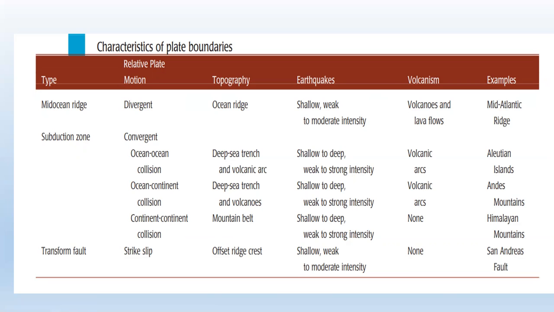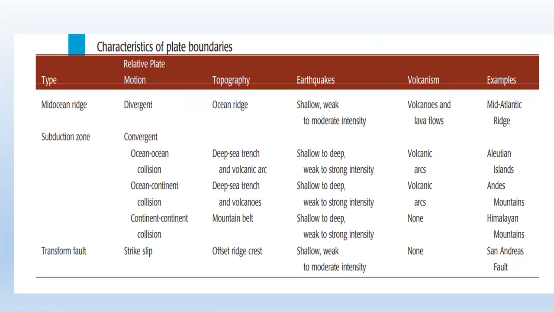If you go to the subduction zones, the Aleutian Islands, the Andes Mountains, the Himalayan Mountains, all those mountain chains are subduction zones. In the Himalayan Mountains, continent-continent collision occurs, where the Indian plate collided with the Asian plate. Once upon a time, in between them there was the Tethys Sea, and because of the uplift of those sediments, the Himalayan mountain system formed.